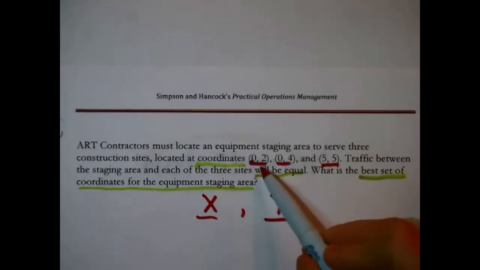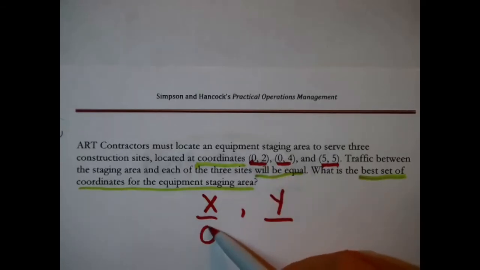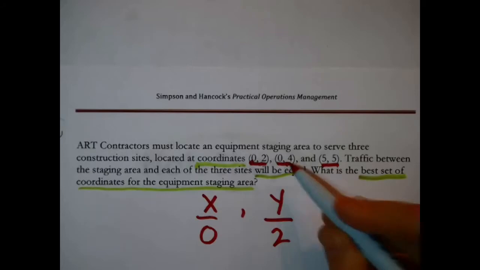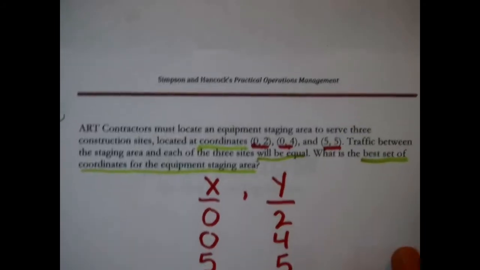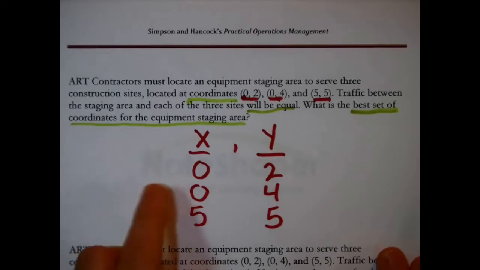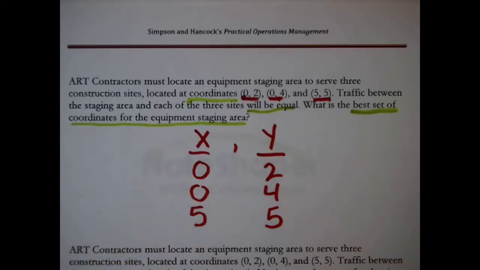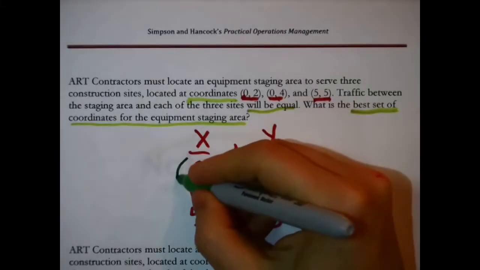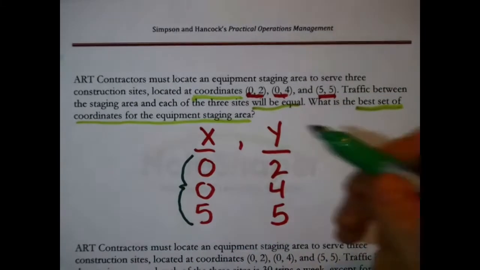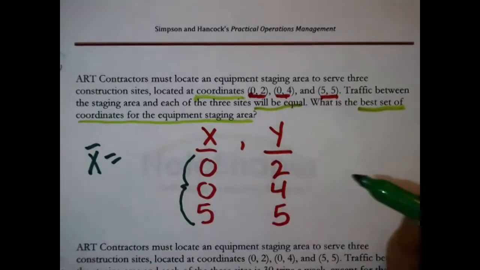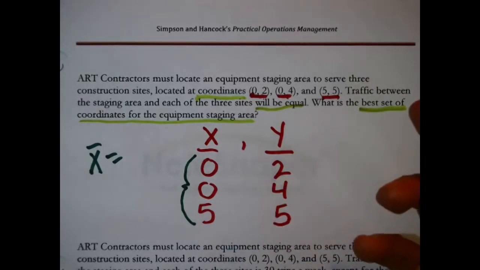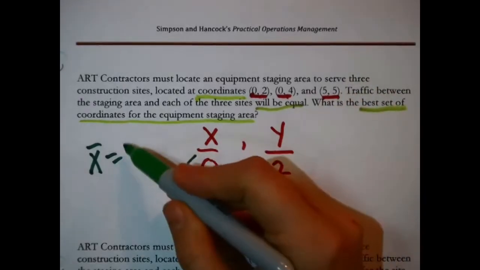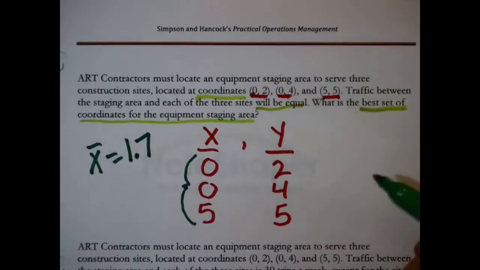I'm going to organize this. The first location is at 0, 2. The second location is at 0, 4. And the third location is at 5, 5. The reason that I'm doing this is just to make it easier to average them, because the new staging area should be at X coordinate, I would say 0 plus 0 plus 5 divided by 3. I'm just averaging, which is like 1.6667, going to round to 1.7.